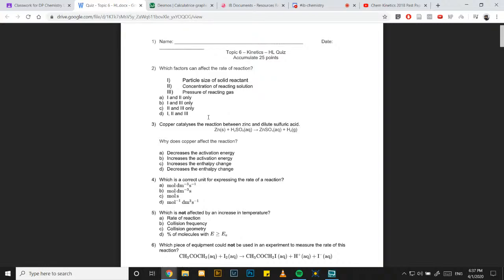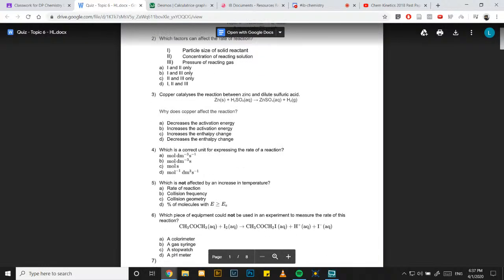For number 2, concentration of reacting solution, that also affects rate of reaction, because if you have a higher concentration of molecules in the same amount of area, you're going to have more collisions as well. For number 3, yes, same phenomenon. If you're increasing the pressure of the gas, that means there's going to be more of the molecules in a smaller amount of volume, which means that again you're going to have more collisions every second. So the correct answer is D.